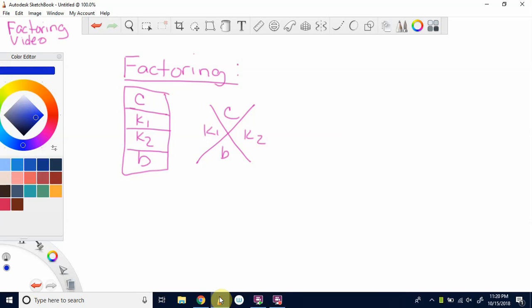Hi there, this is our factoring video. So it's going to be a little bit different. The video note sheet is going to be a little bit different. It's not going to be in the standard form we've done, and I apologize. I had to scan it in, had to do this manually.